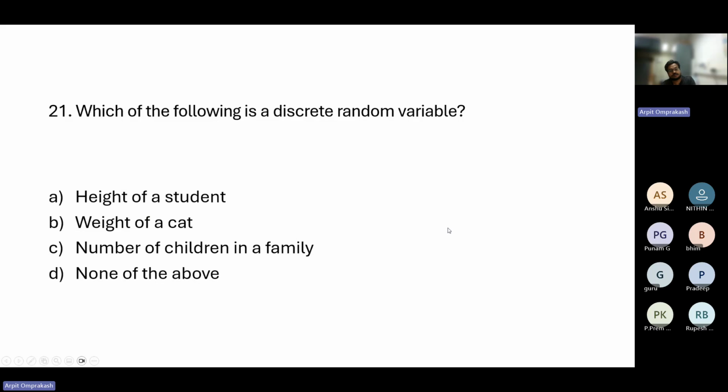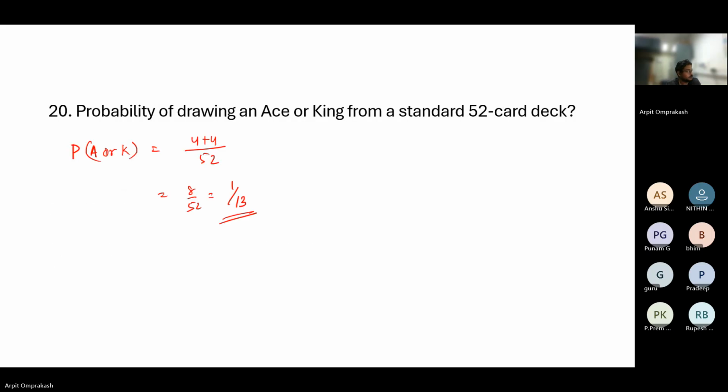So the next question is, here it will be 8 by 52 since you have 4 aces and 4 kings. Right.